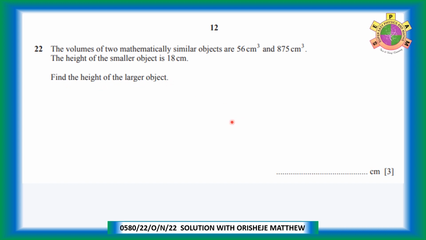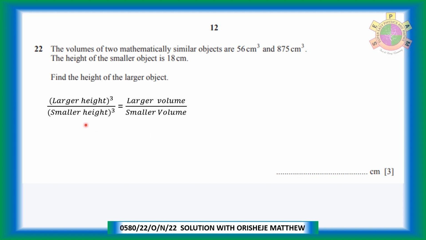So we're going to use the scale factor. So the ratio of the volume, so we have the ratio of the height, because it's a 3-dimensional object, so that will be the height ratio raised to power 3 is equal to the ratio of the volume, larger volume divided by smaller. So this is the scale factor. So we are looking for h, the other height, so we have h cube divided by 18 cube is equal to the volume of the larger object divided by volume of the smaller object.